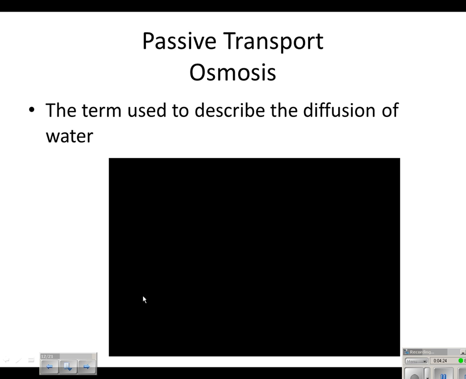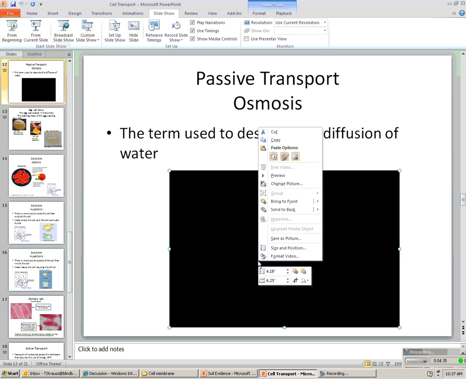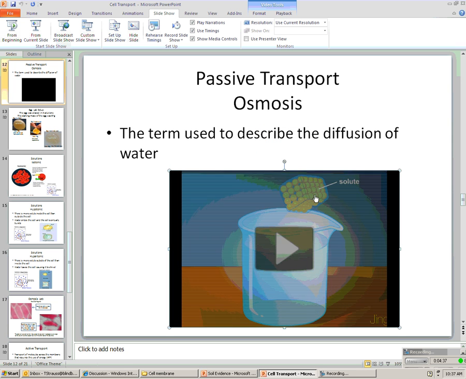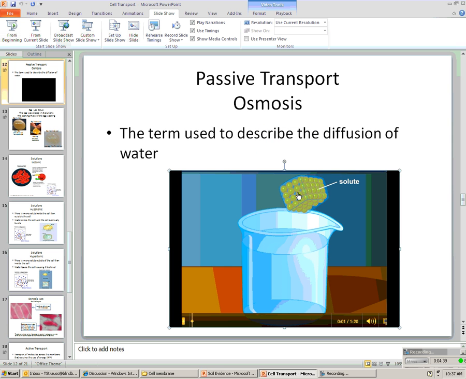In osmosis, we're talking about the movement or diffusion of water. So what we would see is, if we go back like we did before, if we put this sugar cube into the water, it's going to move out and disperse equally in the water.